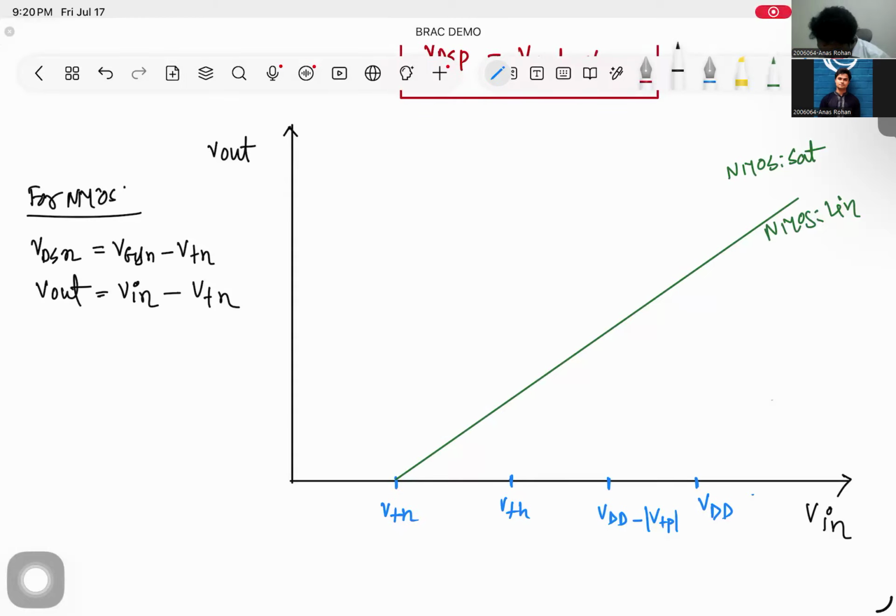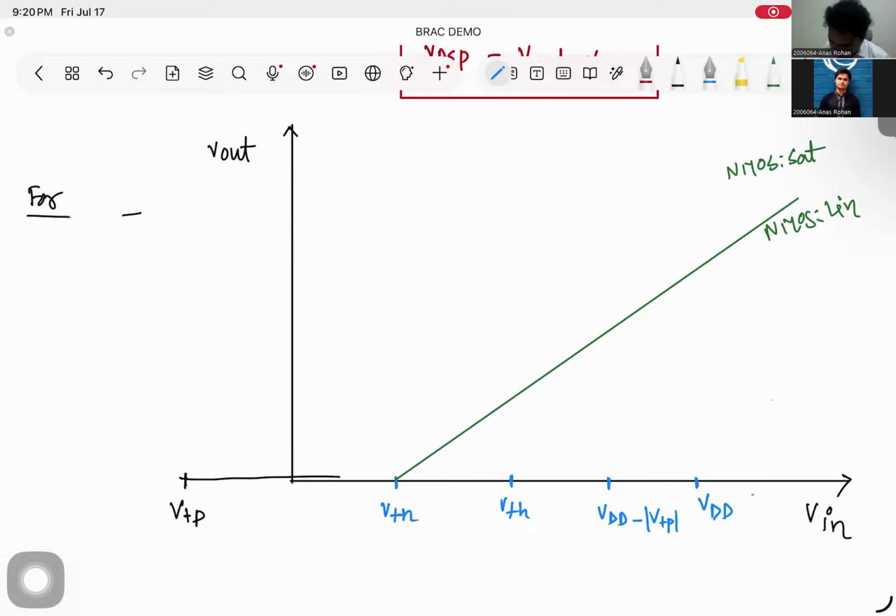Similarly, we can do this for our PMOS too. So what will happen for PMOS? For PMOS, the V out will be equal to V in minus VTP.